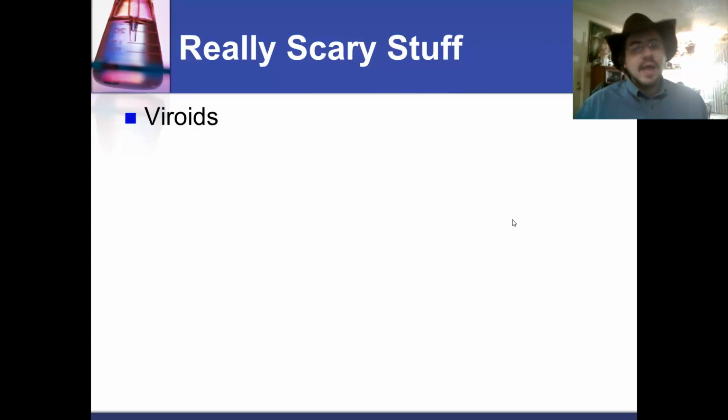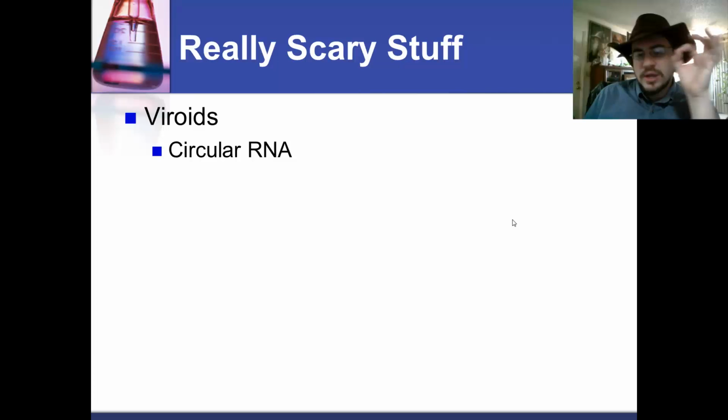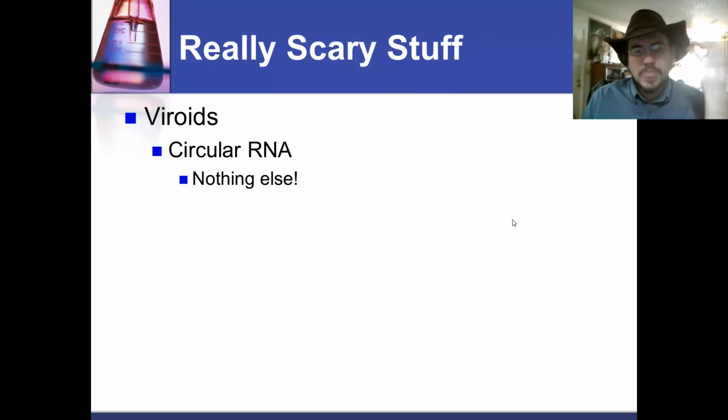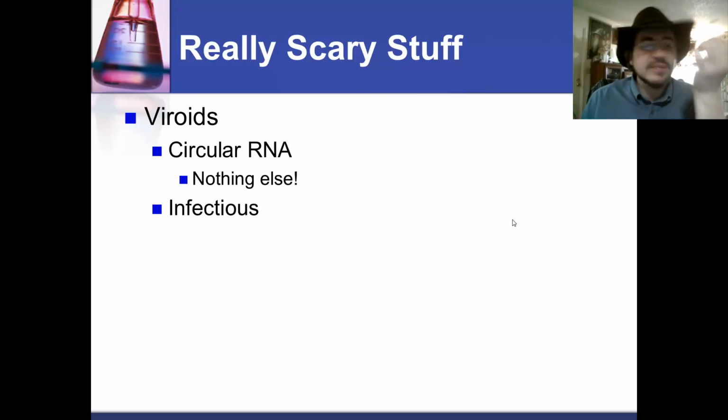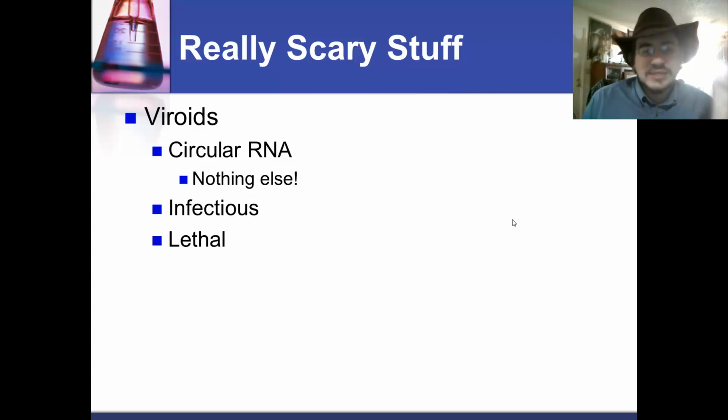But, in fact, viroids are not scary aliens. They are actually circular RNA. And that's it. There's no protein coat. There's no accompanying enzymes. It's just a little chunk of circular RNA. And that little chunk of circular RNA just happens to be infectious, and it will cause disease. And those diseases are lethal. They kill. And there's not much humans can do against them.